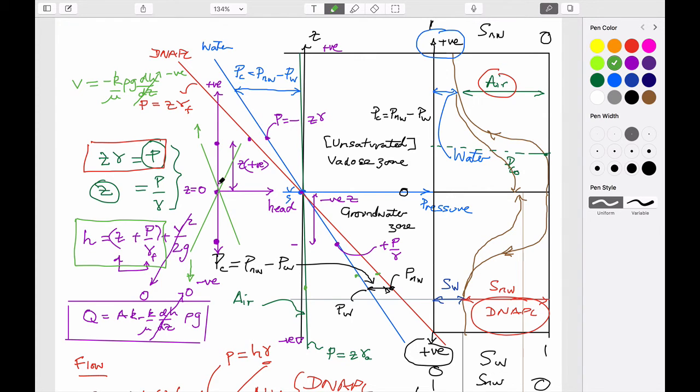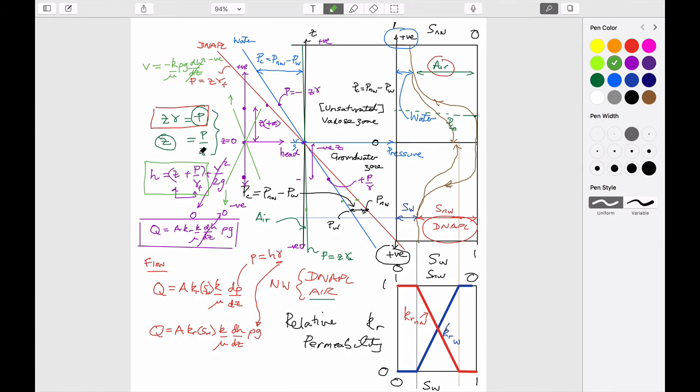If head is decreasing downwards, it's flowing downwards. If head is decreasing upwards, it's flowing upwards. And so you can always do that. So this, I think, is a useful figure to have. So that's why I wanted to spend some time on it. And it's a key issue from what we've dealt with so far in this class.